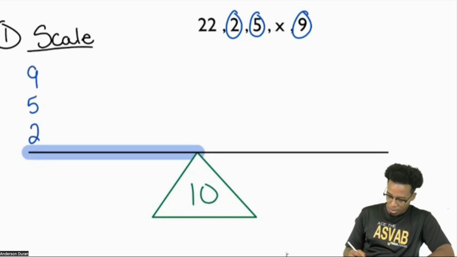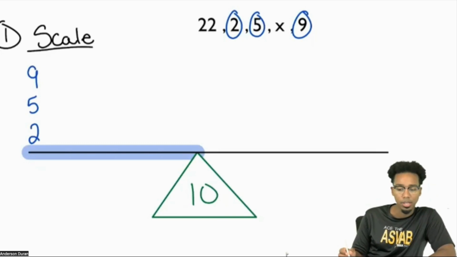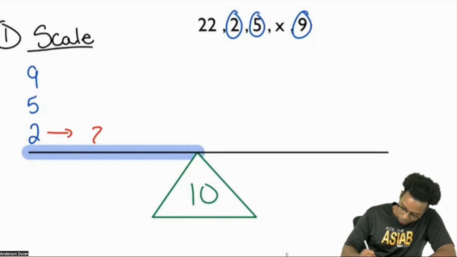So let's figure out what these balance points are looking like right now, everybody. Help me out. What do we have here? The 2, how far is 2 away from 10? 2 is 8 away from 10, right? How far is 5 from 10?